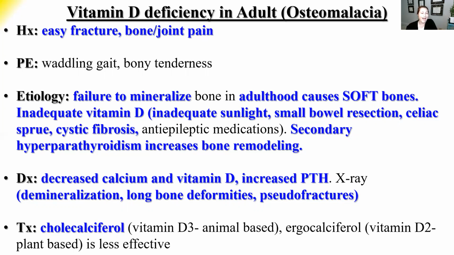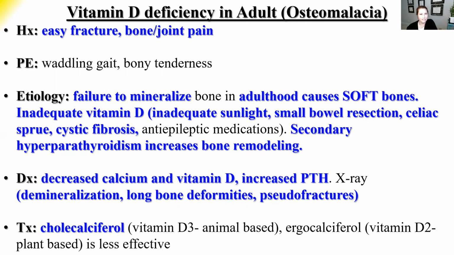This is due to inadequacies in vitamin D consumption. So inadequate sunlight, a small bowel resection where they're not absorbing it as well, celiac sprue, cystic fibrosis, and then some anti-epileptic medications. Secondary hyperparathyroidism also is associated with this one, just like it is in rickets. On labs, very similar. Decreased calcium and vitamin D, increased parathyroid.